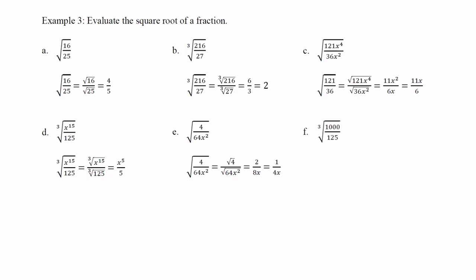Next, we have the cube root of 1,000 over 125. Split it up. The cube root of 1,000 is 10. The cube root of 125 is 5. And 10 divided by 5 is 2.